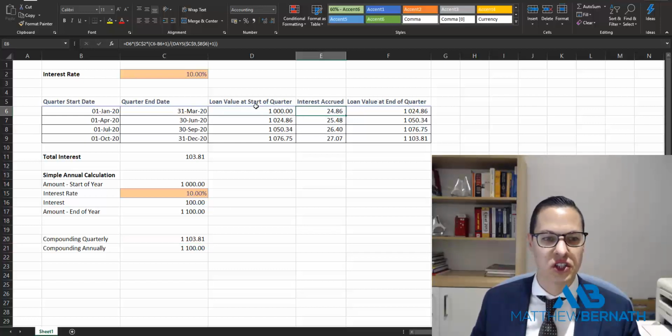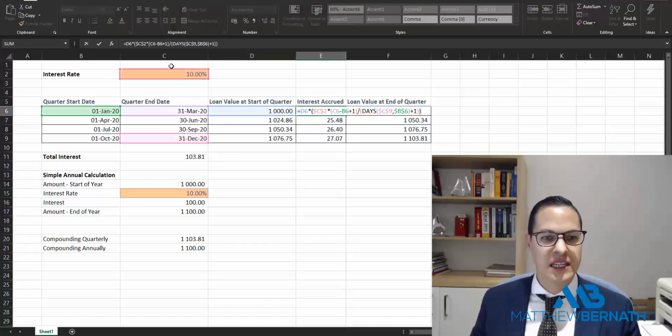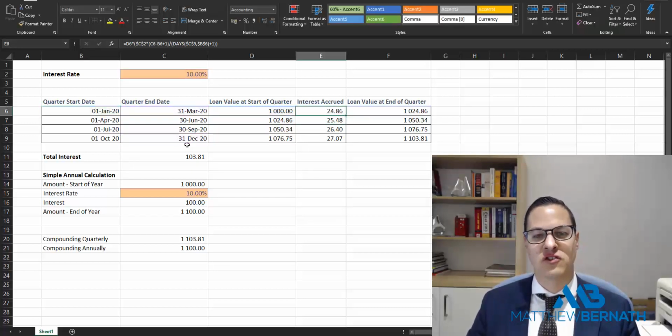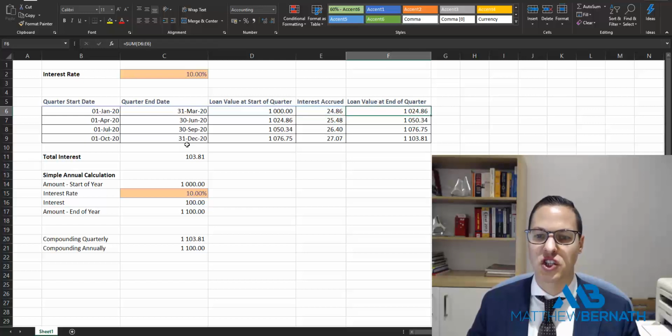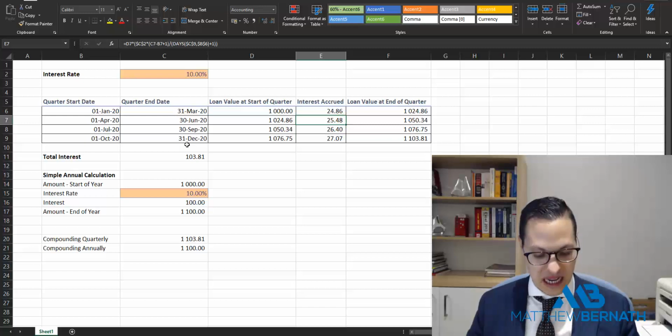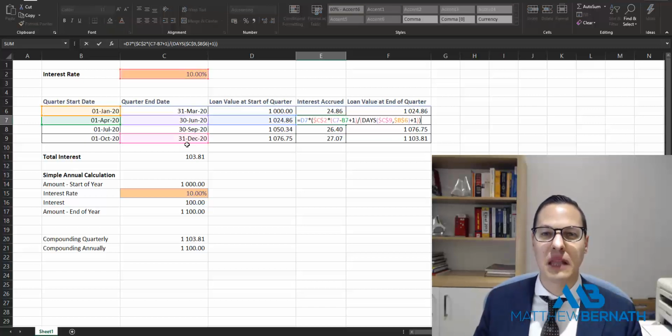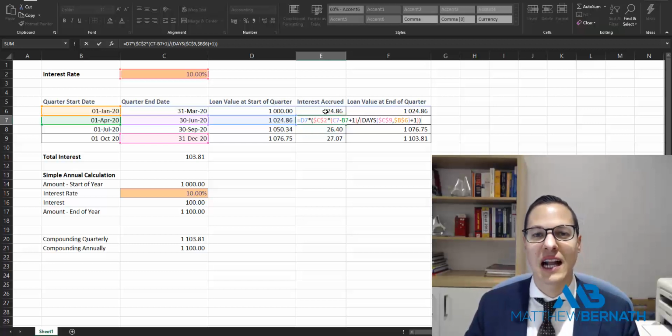So the interest accrued in this quarter is 10% applied for the quarter. We're just multiplying over here 10% multiplied by the number of days between those two dates, and then dividing it by the total number of days in the year. And we can see there that that equates to an interest of 24.86. So we add that to the loan value at the end of that quarter. Now, in the next quarter, we can see that the interest is slightly higher, and the reason for that is because we are actually applying the interest to a loan balance of 1,024.86, which is the initial 1,000 plus the interest that was calculated and compounded in the previous quarter.